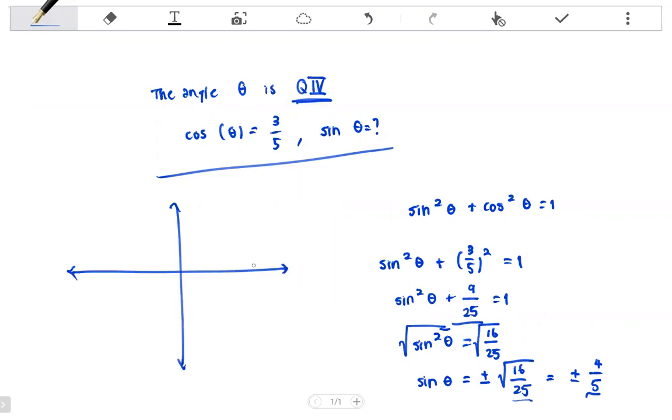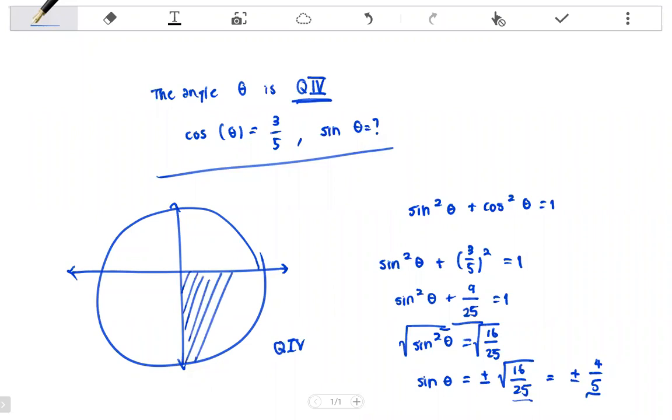So if we have this unit circle, quadrant 4 is this, right? So we know that this theta angle is somewhere here. And sine is the y coordinate. So all our y coordinates here are below the x-axis, so they have to be negative. So we can rule out positive. So we can say that sine theta is negative 4 over 5.